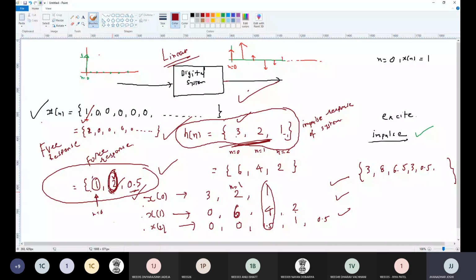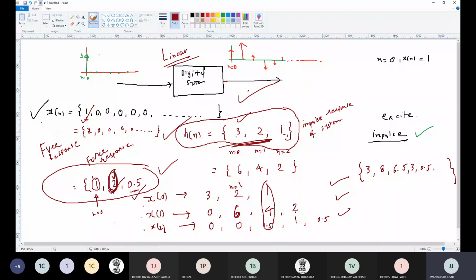Can you tell me what exactly we have done over here? Aap repeat kar sakte ho, humne yahan pe kya kiya? To find out the contribution of x of 0, bolo, pehle x of 0 ka contribution dhoonda, uske baad x of 1 ka contribution dhoonda, uske baad x of 2 ka contribution dhoonda, or then we have added all the individual contributions to find out the final output.